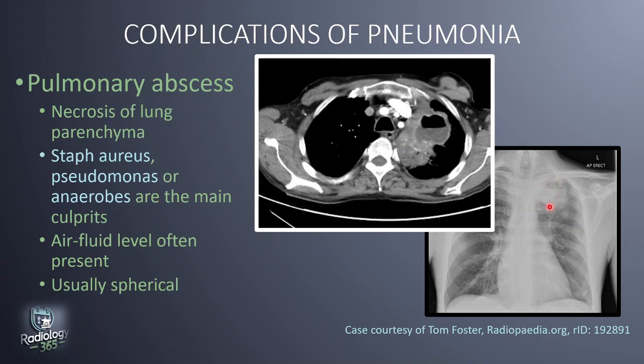Someone told me God didn't create straight lines in the human body. So anytime you see a straight line in the human body, you should have second thoughts. So there is this air fluid level here, indicating a cavitating lesion in the apex of the lung.